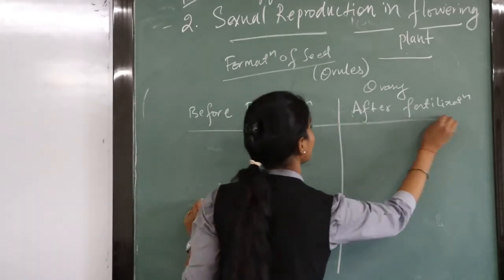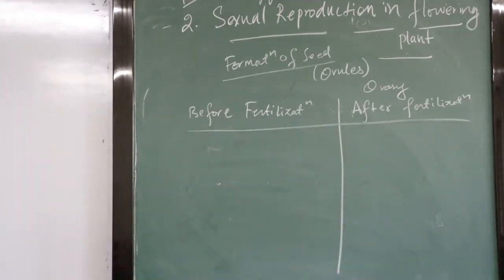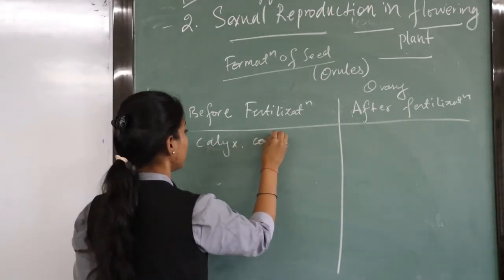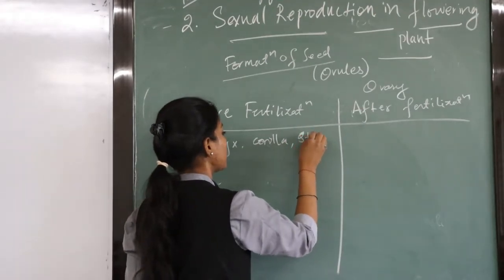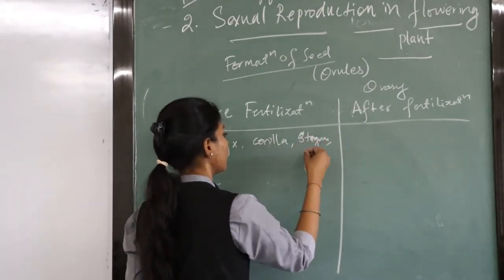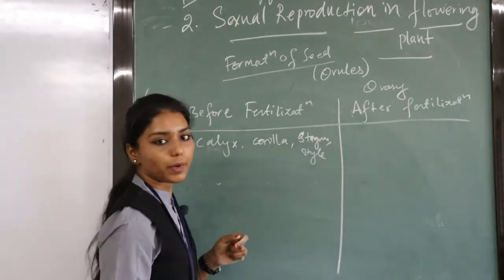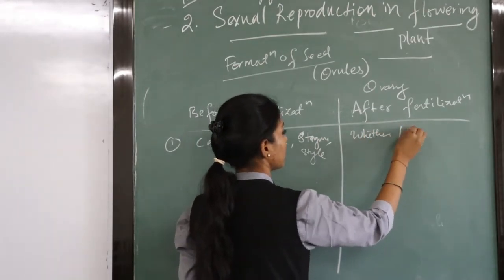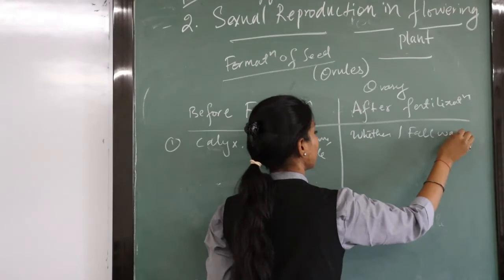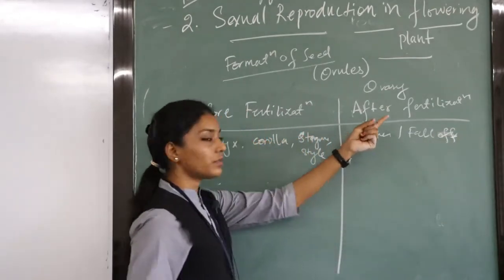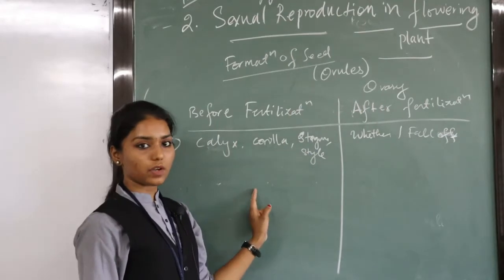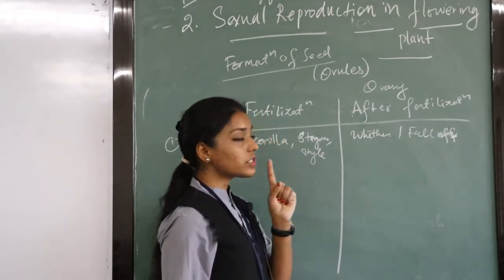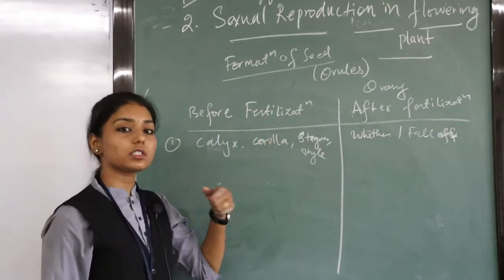Before fertilization and after fertilization, in this we will see the first one. I hope you remember calyx, corolla, stamen, stigma, style and the androecium part. They wither, in the sense they fall off after fertilization. Before fertilization they are present in a flower, but after fertilization they fall off, that is withering. But it is seen that in the Solanaceae family, the calyx persists for some time.